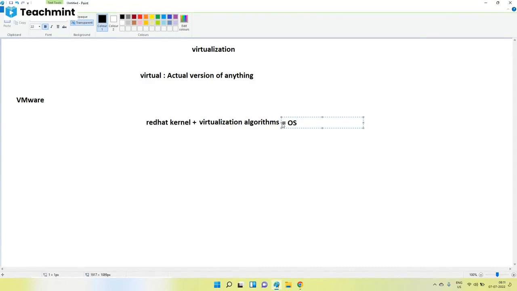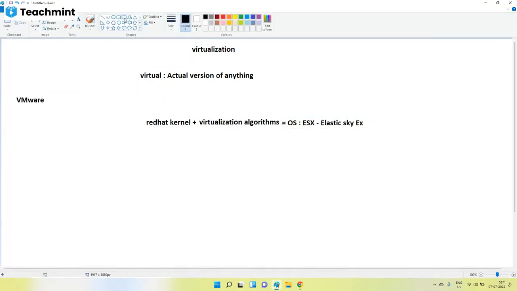If you install that operating system on a physical server, we can create virtual computers out of it. So the name of the operating system is ESX, Elastic Sky X. Elastic means stretchable. If you create more VMs, the resource usage will increase.